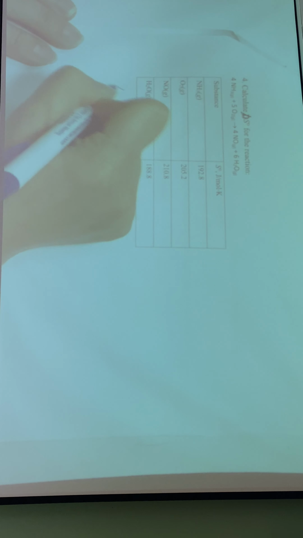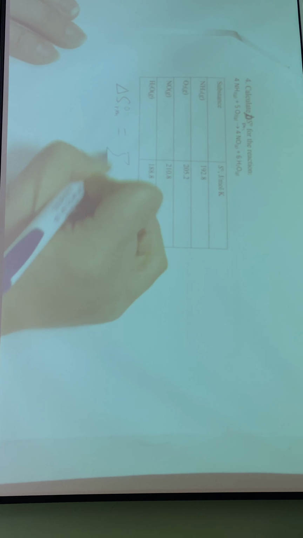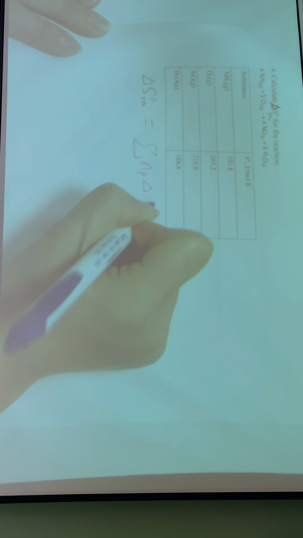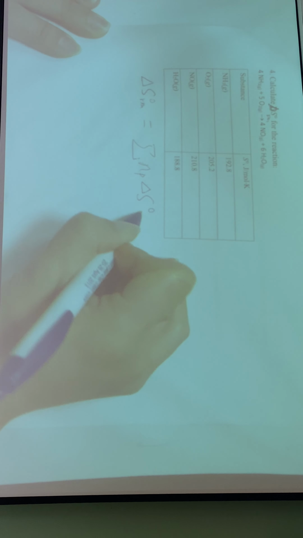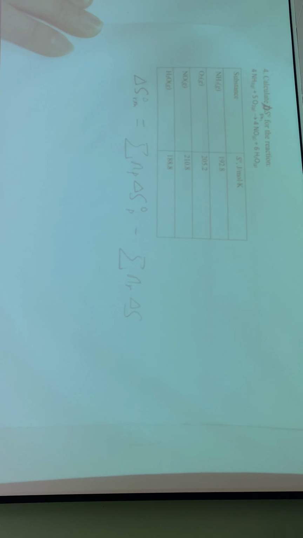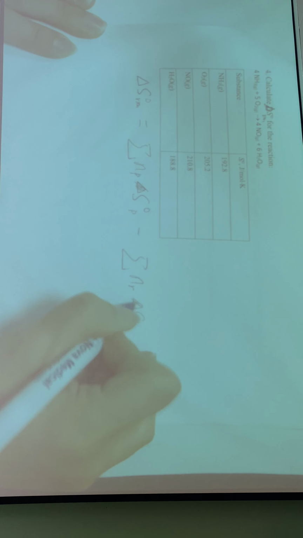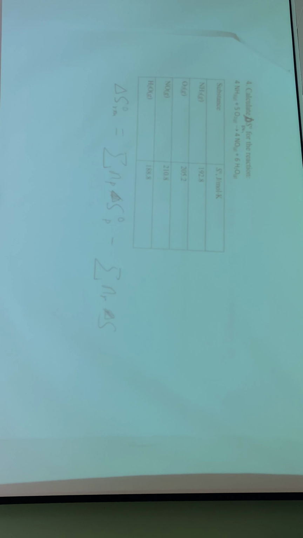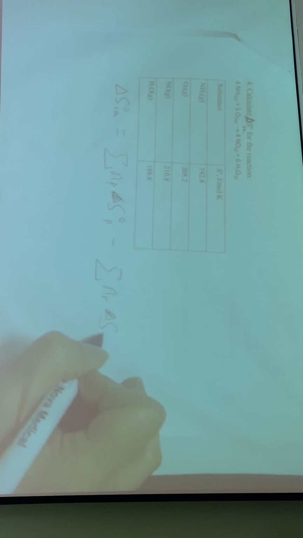And you're given a table with all the S. So what do you need to do? Very straightforward. So delta S reaction is equal to sigma of products, I just use P to represent product, delta S. Here actually it's S, minus sigma of reactants, delta S. Here actually use S. If you're given an S, you use S. Because you define the absolute S in theory, so it's S reactant.